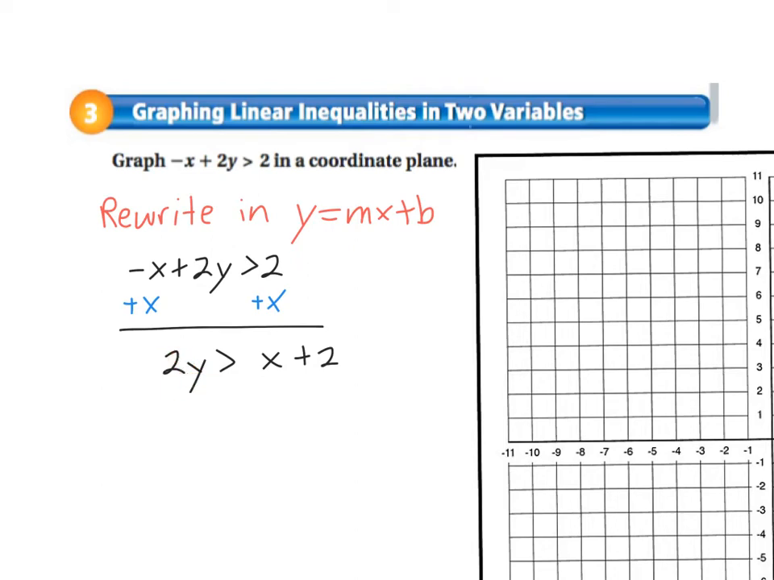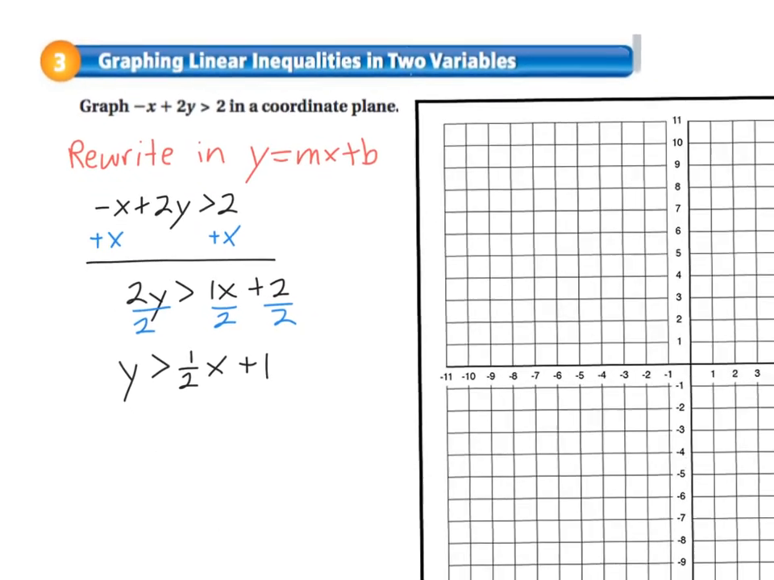not completely isolated. So in order to get rid of that 2, we're going to divide both sides by 2, which of course means every single term. Now I'm going to put a 1 in front of here so this next step makes a little more sense. 2 divided by 2 is 1, so we have 1y is greater than 1x over 2, which can be written as 1 over 2x. The reason why we want to write it like this is so it looks more like slope-intercept form. And then here, 2 divided by 2 is 1. And now this looks like something we can graph.